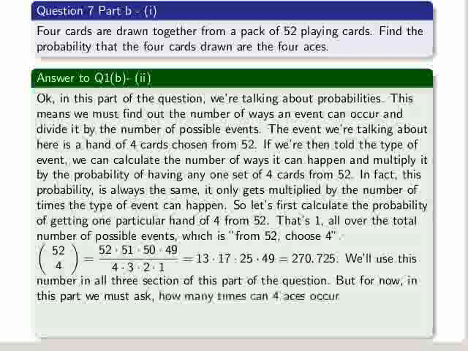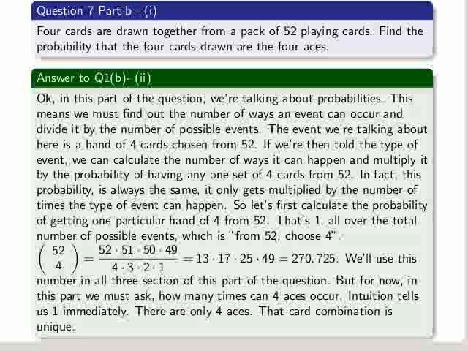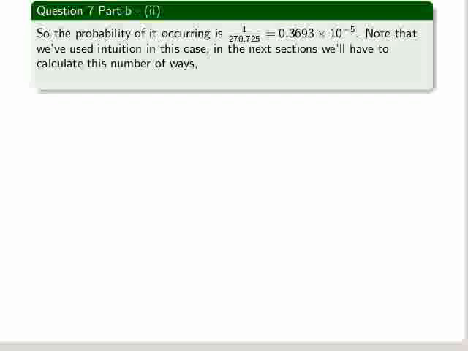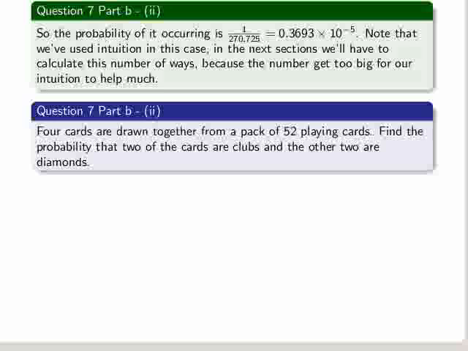But for now, in this part, we must ask how many times 4 aces can occur. Intuition tells us 1 immediately. There are only 4 aces. That card combination is unique. Out of all the possible times, it can only occur once. So the probability of it occurring is once over 270,725, which, if we calculate using our calculators, is 0.3693 times 10 to the power of minus 5. Note that we've used intuition in this case. In the next sections we'll have to calculate this number of ways because the number gets too big for our intuition to help much.